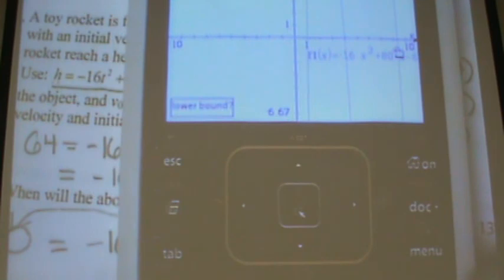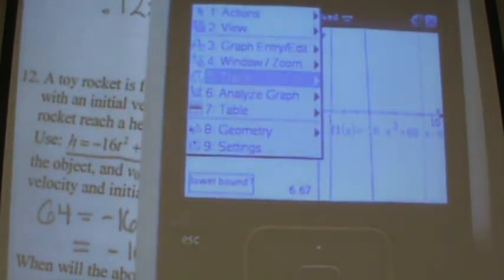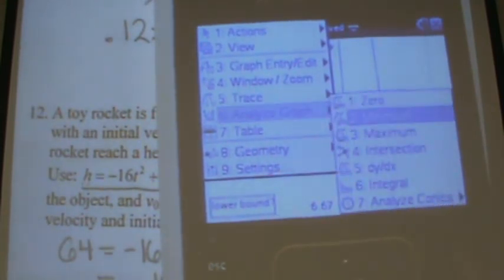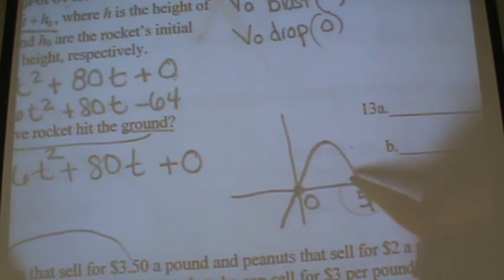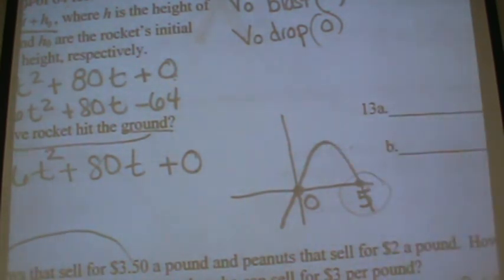Now, in the next chapter, we're going to analyze the graph, and we're going to look at where the maximum value and the minimum value is. So we're going to look at when this reaches the highest point. What is that point? That's your vertex. So we're going to look for maxes and mins in chapter 3. Right now, we're looking at the zeros, where it hits the x-axis.